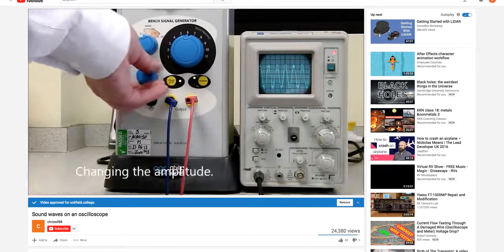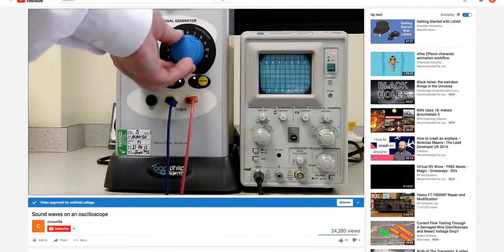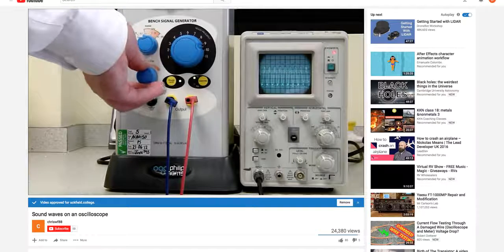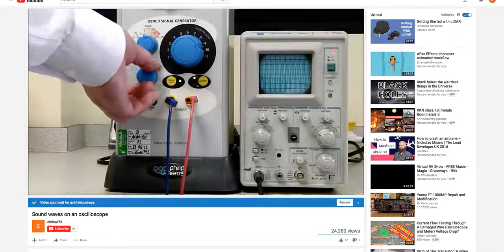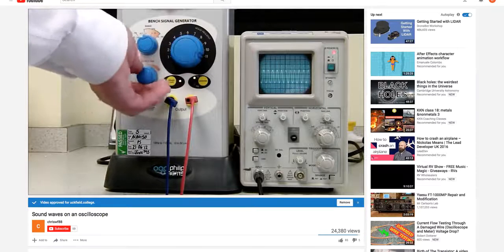So there we're increasing the pitch, decreasing the loudness, increasing the loudness, increasing the pitch, and you can see throughout all of that the effect it's having on the wave causing the sound.